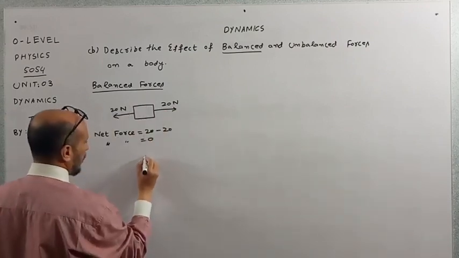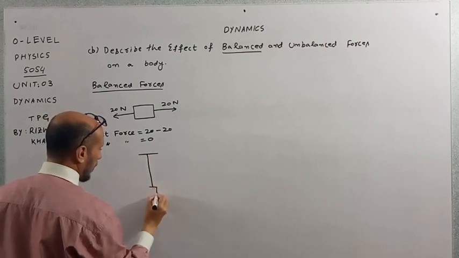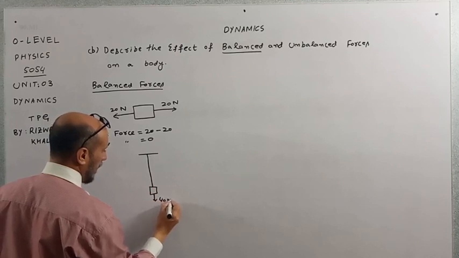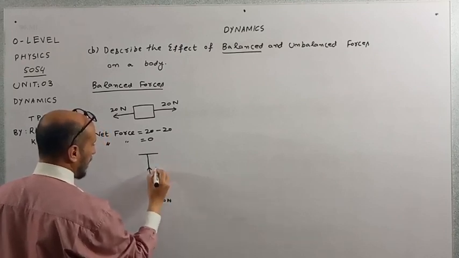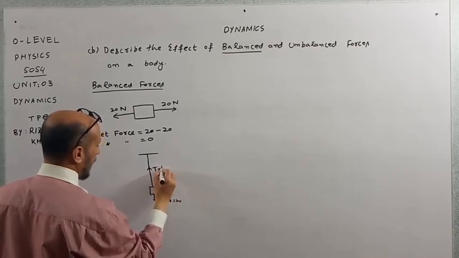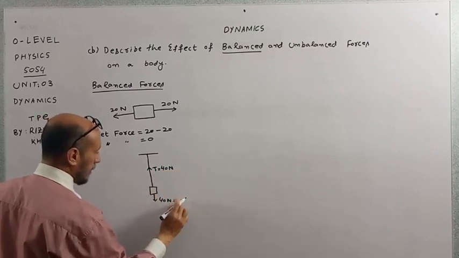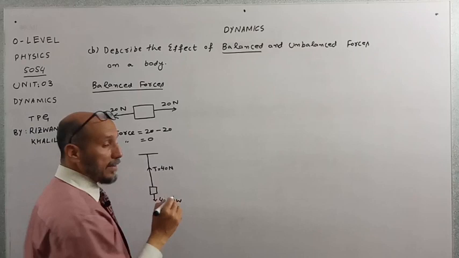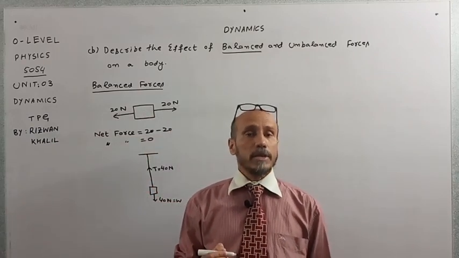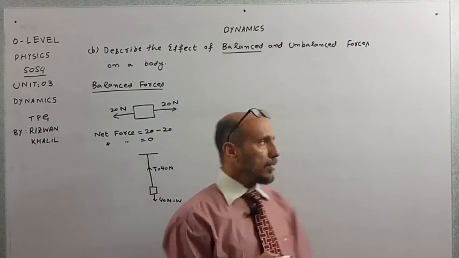It can be considered as well. Let's suppose there is a string and a weight of 40 Newton is acting on it in downward direction, then definitely tension acting on the string in upward direction will also be equal to 40 Newton. Now, are these forces balanced? Yes, these forces are also balanced forces. So in balanced forces, net force will always be equal to 0.